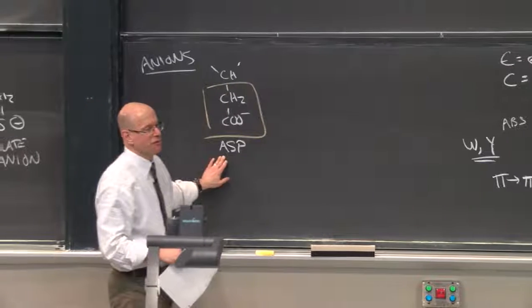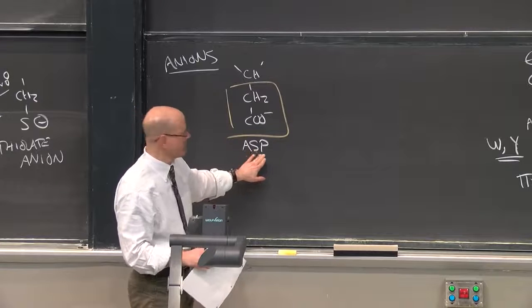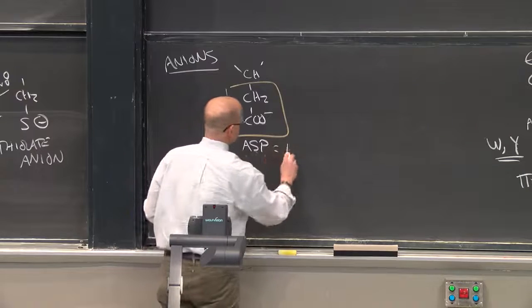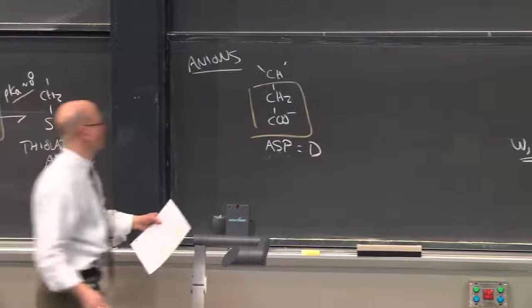Because we can't use the A because we use that for alanine, and we can't use the S because we use that for serine, and we can't use the P because we use that for proline. So we're going to use D. I don't know why they chose D. I didn't pick it.